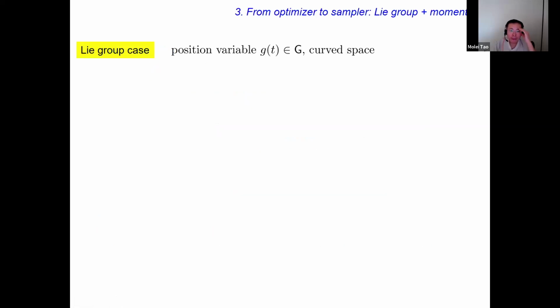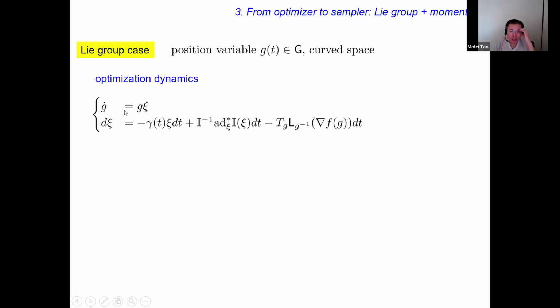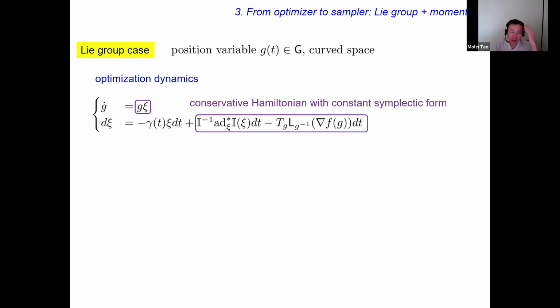So in the Lie group case, like I said before, we have some position variable G which lives in a group. This is the optimization dynamics that we previously talked about. It's complicated, but in fact, a large part of the dynamics corresponds to some conservative Hamiltonian dynamics. This term has a very different role. It corresponds to dissipation that drains energy from the system. That's why it serves the purpose of optimization.